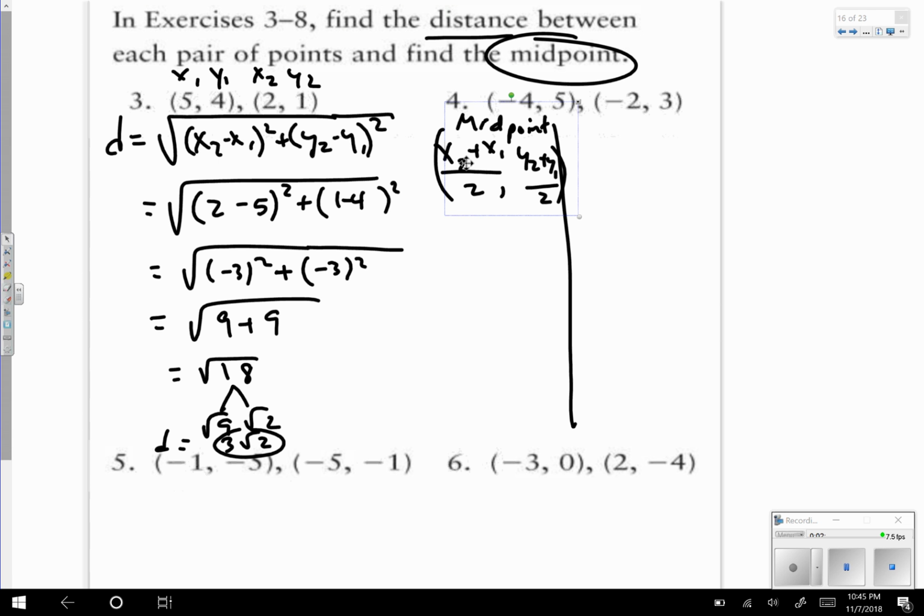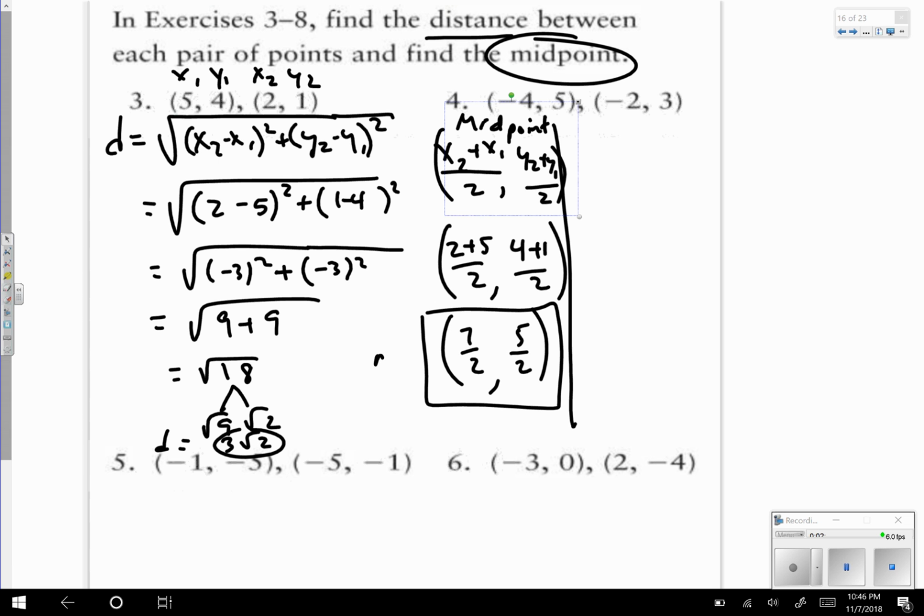So now we're just going to go ahead and add the two x's. So x2 plus x1, so that's 2 plus 5 over 2. And then we're going to do the same thing with the y's, 4 plus 1 over 2. Since we're adding, the order doesn't matter. So I could have put 5 plus 2. So this is 7 over 2, that's the x. And then the y is 4 plus 1, which is 5 over 2. So 7 over 2 and 5 over 2 is our midpoint.